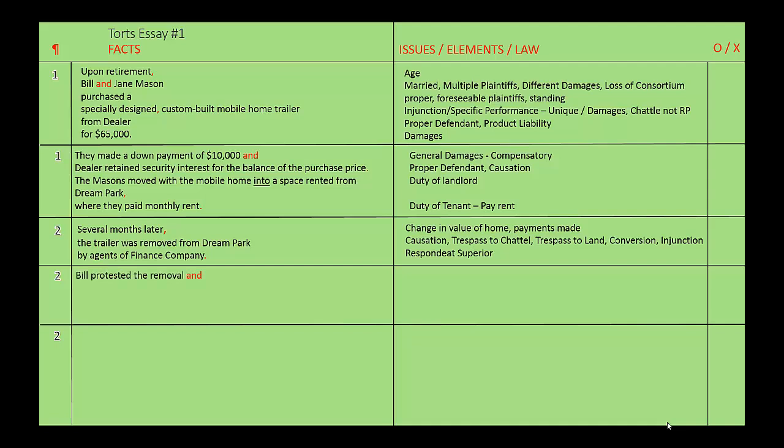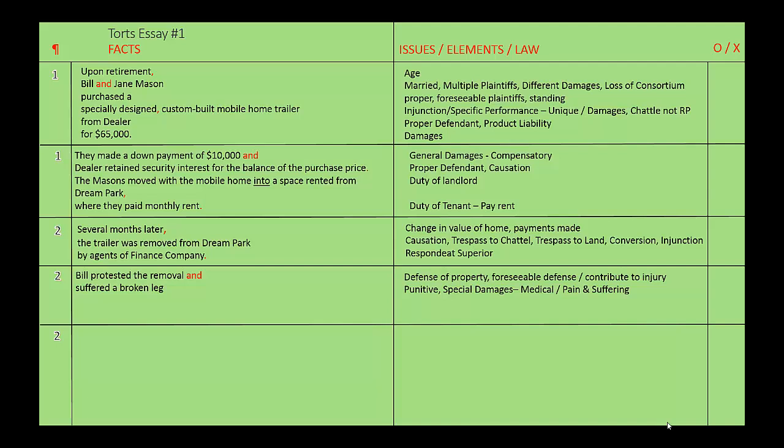So Bill protested the removal. Okay, he has the right to defend his property. It's a foreseeable defense. He maybe contributed to his injury. He suffered a broken leg. So we have defense of property and suffered a broken leg. So he's defending his property and he's being damaged in this one sentence.